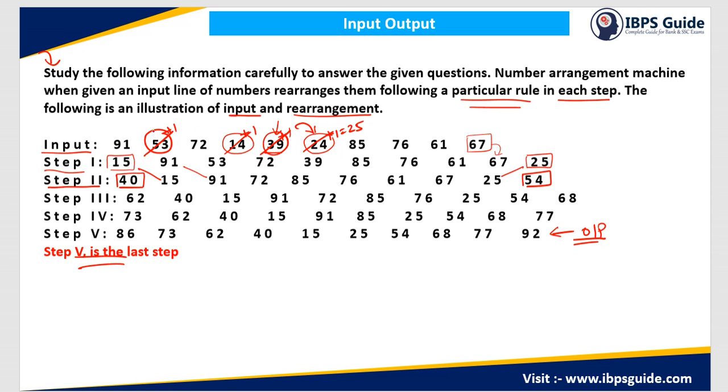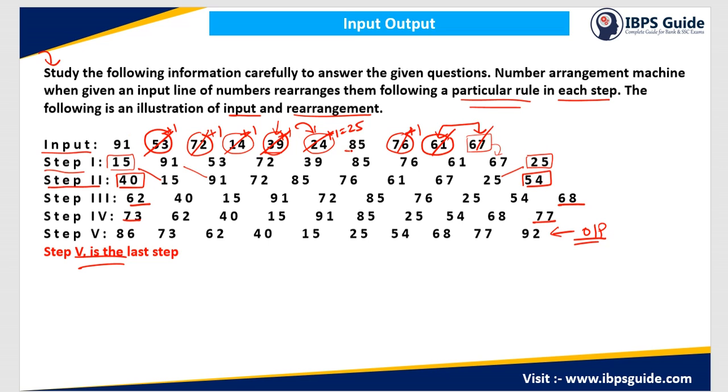Now among the remaining numbers, this is 91, 72, 85, 76, 61, 67. These two are the smallest numbers left. Now this is the smallest. So plus 1, 62 will come, plus 1, 68 will come. So this is your third step. So these two are also used. Now among the remaining numbers, this is your smallest and this is your second smallest. So 72 plus 1 will become 73 and 76 plus 1 will become 77 in the fourth step. So these two numbers are also used.